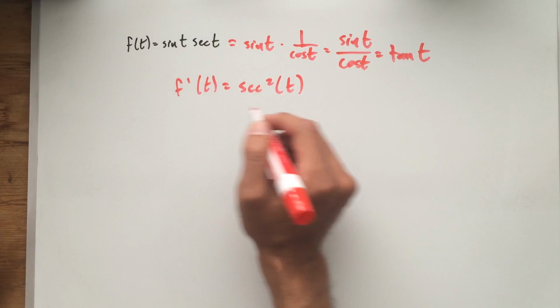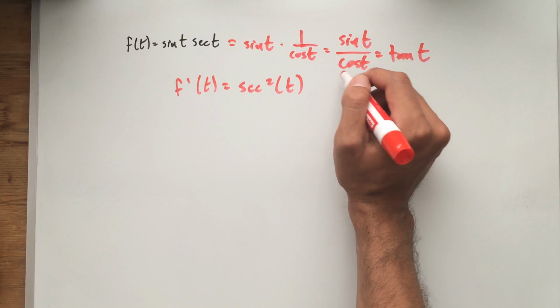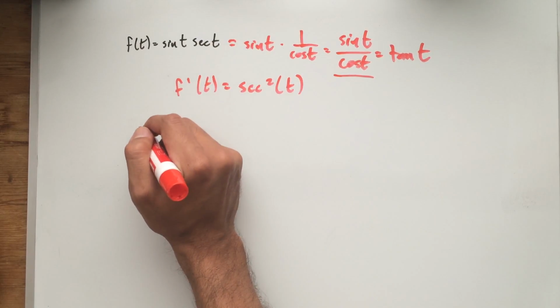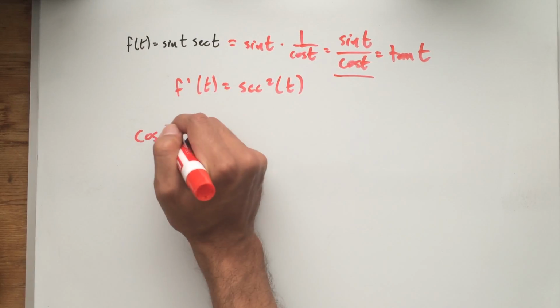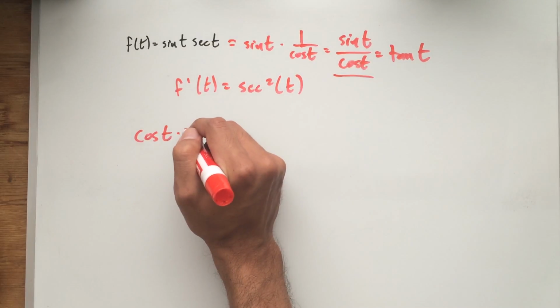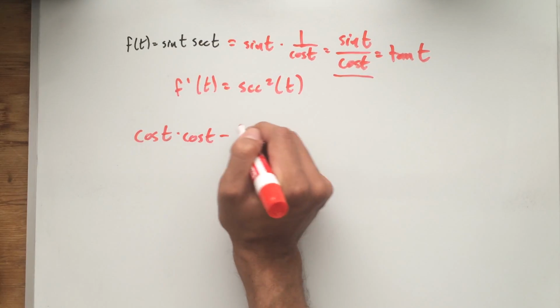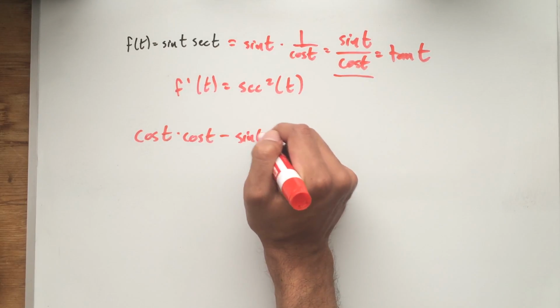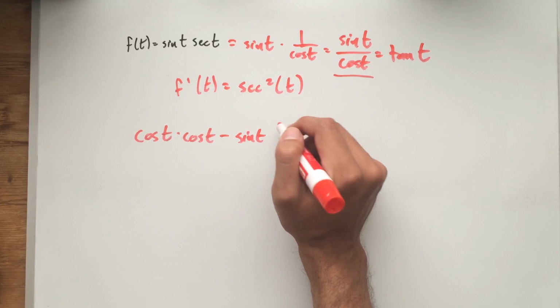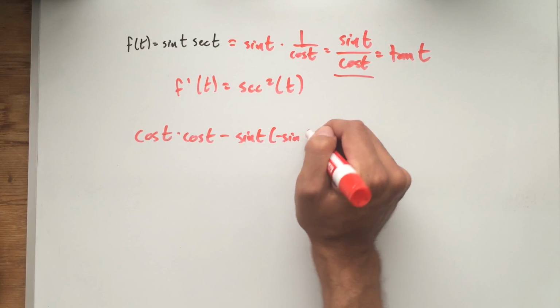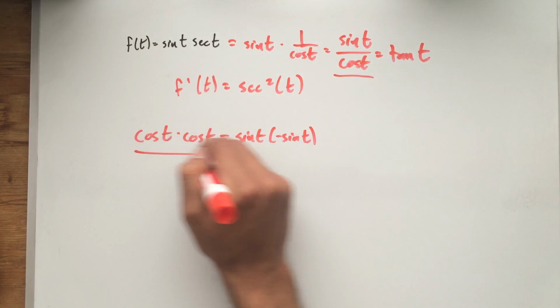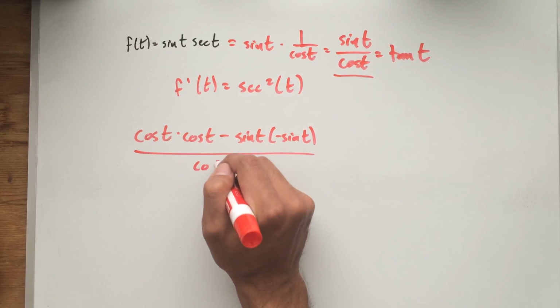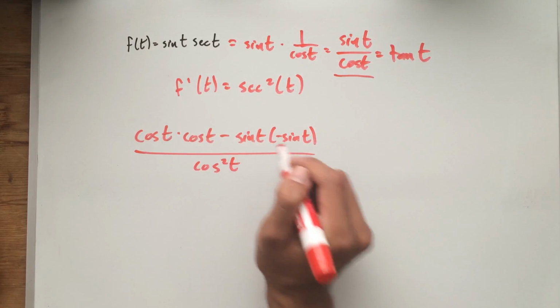So we use the quotient rule, so you're going to find the derivative of this. So we have the bottom, so cosine of t, times the derivative of the top, so the derivative of sine of t is cosine of t. And we have minus the top, which is sine of t, times the derivative of the bottom, so the derivative of cosine is negative sine of t. And it's all over the bottom squared, so cosine squared of t.